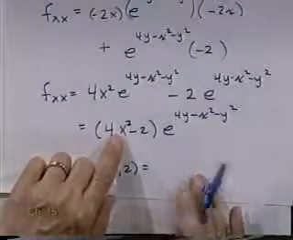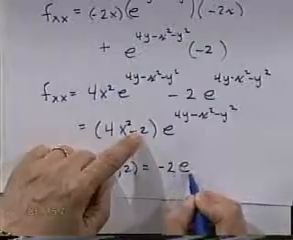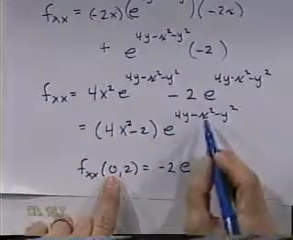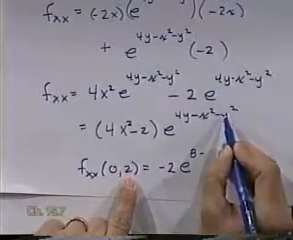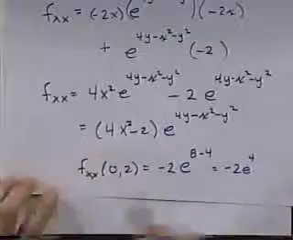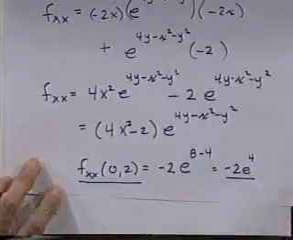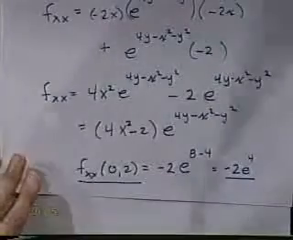If we put a 0 in for x here, we get 0 minus 2 is a negative 2. E to the, putting a 0 in for x, I get 0. 4 times 2 is 8, minus 2 squared is 4. I get a negative 2 e to the 4th. That's what my second partial is evaluated at the point (0, 2). Okay, now we got to find f_yy.